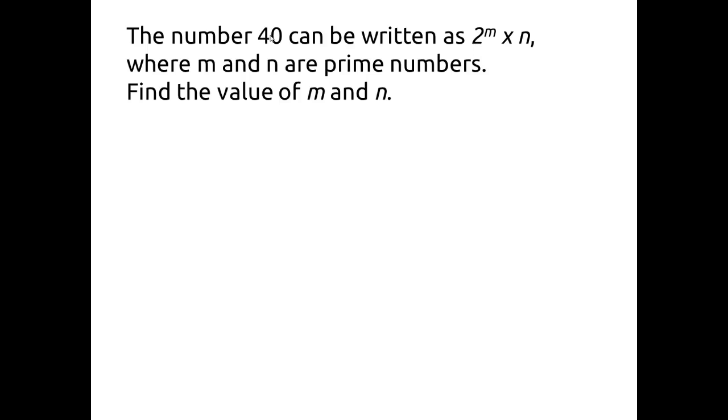So I'm going to do that for 40 first. I'm going to write it as a product of its primes. I'll use the factor tree method in order to write the prime factors of 40. So that 40 is equal to 4 times 10. 4 is equal to 2 times 2. Both of these numbers are prime. 10 rather, is equal to 5 times 2. Both of these numbers are prime.